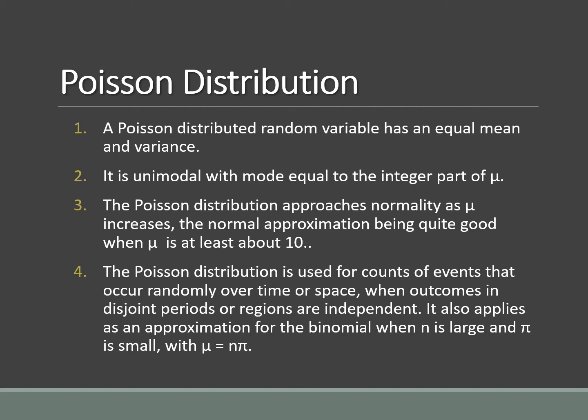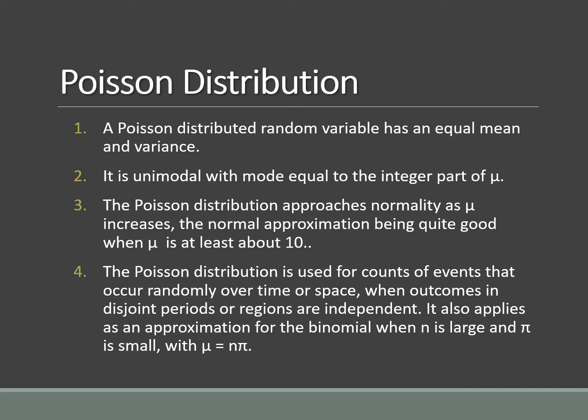I think this illustration was already shown in your Stat 210 course. Okay, so the normal approximation is quite good when mu is at least about 10. As you could see, the mean value need not be very large. At least 10, we would have a good approximation of the normal distribution coming from a Poisson distribution.